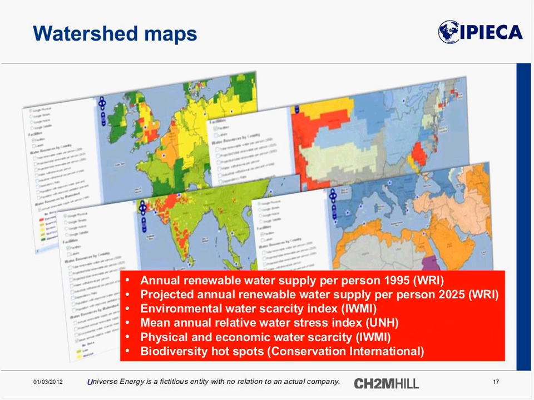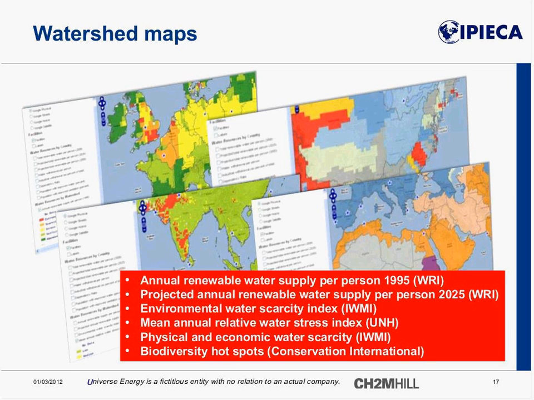The maps I'm showing you are the watershed maps, and these are really the best maps to use for looking at external water data because they're more granular. They're not just at an average country level, but actually look at the watershed level and provide specific data at that level. The maps we've got are the annual renewable water supply per person for 1995 from the World Resources Institute, and also that projection to 2025.